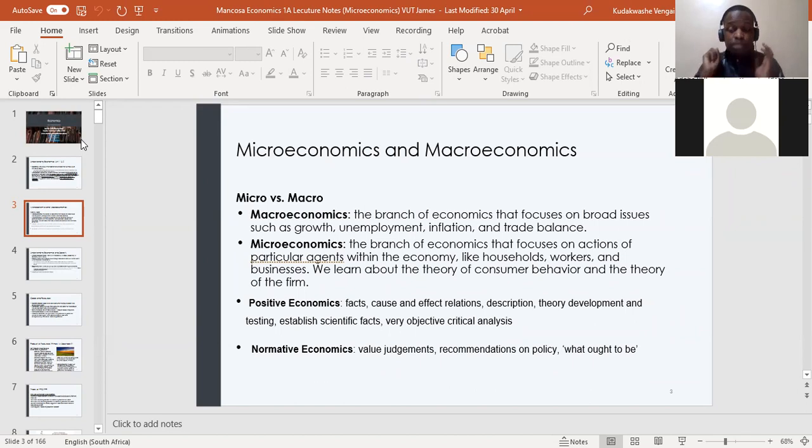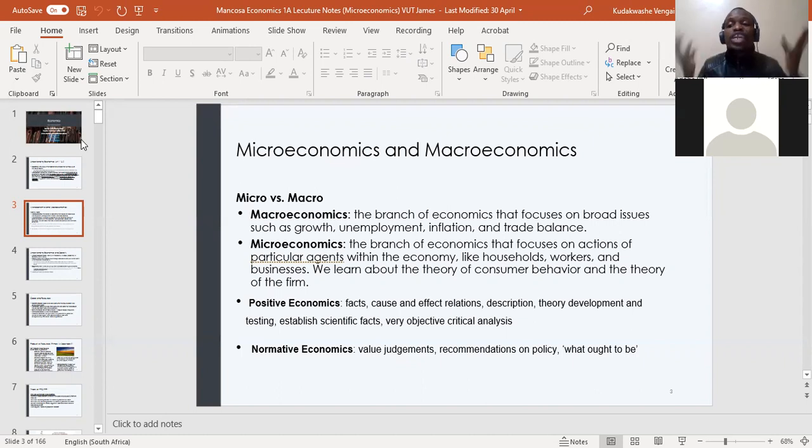Then another distinction between two branches of economics is positive economics and normative economics. Positive economics is the study of facts, cause and effect. If I increase the price right now, what is going to happen to the quantity demanded? If I increase production in a company by one extra unit, what is going to be the new cost we face as a company? These are established scientific facts in economics. So that's positive economics.